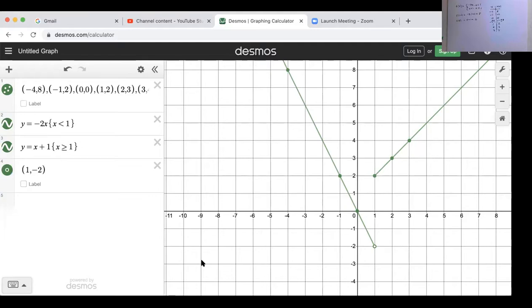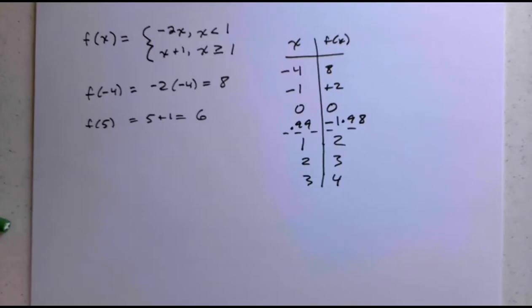And there's our graph. Notice it continues beyond the frame in that direction. This is a piecewise function, but it is one function. This is the graph of f of x. This graph is the graph of this function that we were given.